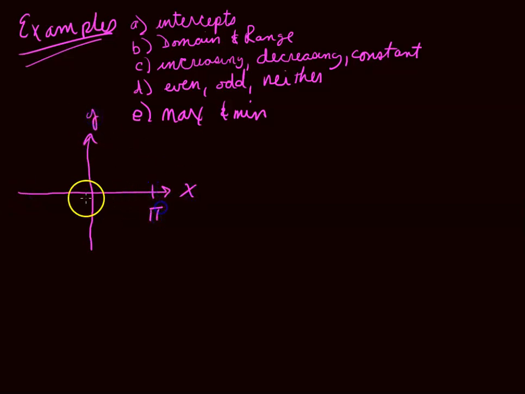So if this is pi and this is negative pi, here's negative pi over 2, and here's pi over 2. And it goes from 0 to 2. So if this is 2, here's 1, negative 1, and negative 2. We plot ours. Negative pi, negative 1. Goes through negative pi over 2, 0. 0 and 1. Pi over 2 and 0. And pi and negative 1.